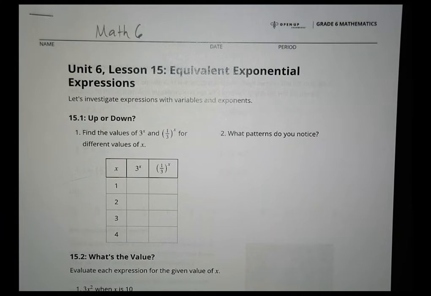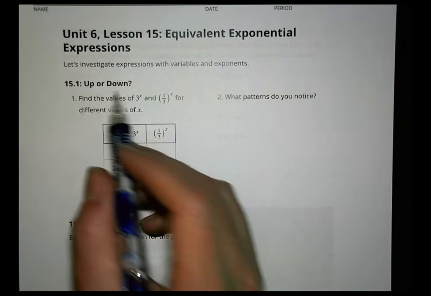Hey, this is Math 6, Unit 6, Lesson 15, Equivalent Exponential Expressions. Alright, so we begin first of all with a little activity called up or down.